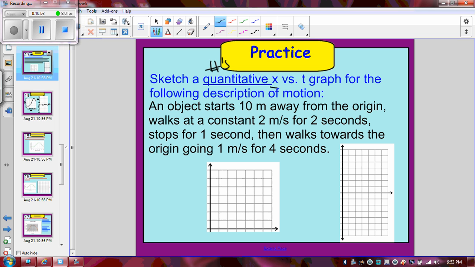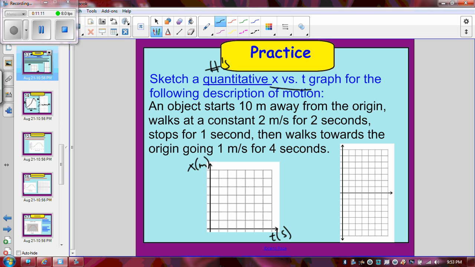Secondly, I notice it's a position versus time graph, and we've seen a lot of those. So let's go ahead and label our axes. The position always goes on the y-axis, and it's measured in meters, and the time always goes on the x-axis, and it's measured in seconds.